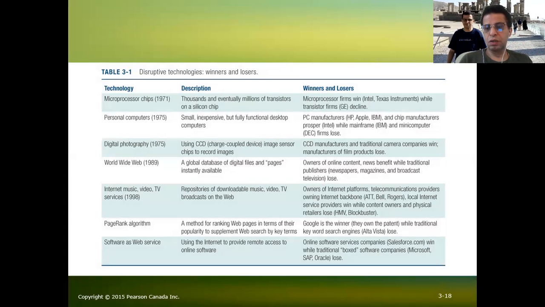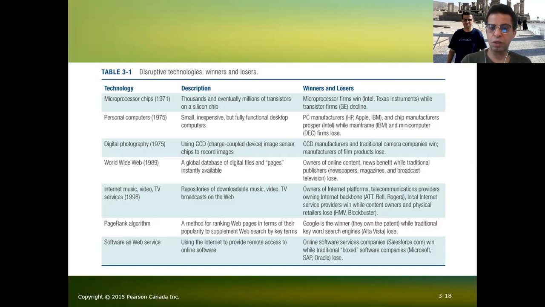With disruptive technology, we always see there are winners and losers. For example, in the case of microprocessors, chips went from thousands and eventually millions of transistors on a silicon chip. Microprocessor firms such as Intel and Texas Instruments won, while transistor firms like General Electric declined in that field. The personal computer in 1975, when it came, was a small, inexpensive, but fully functional desktop computer. PC manufacturers like HP, Apple, and IBM won, while mainframe makers like IBM and minicomputer firms lost.